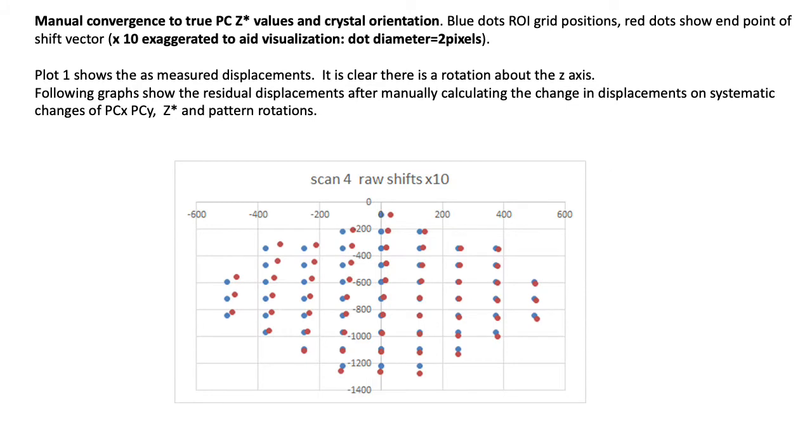The next few slides illustrate the convergence from the original misalignment for each ROI to the point of near perfect alignment. The blue dots show the centers of the regions of interest, and the red dots the initial displacements for each ROI. The magnitude of the displacement is magnified for convenience by a factor of 10. The systematic nature of the misalignments throughout the regions of interest is quite clear to see, and it is obvious that there must be a misalignment of the two images by a rotation about the z-axis.